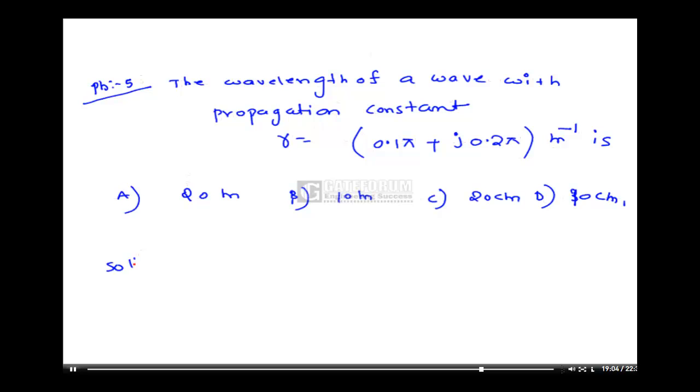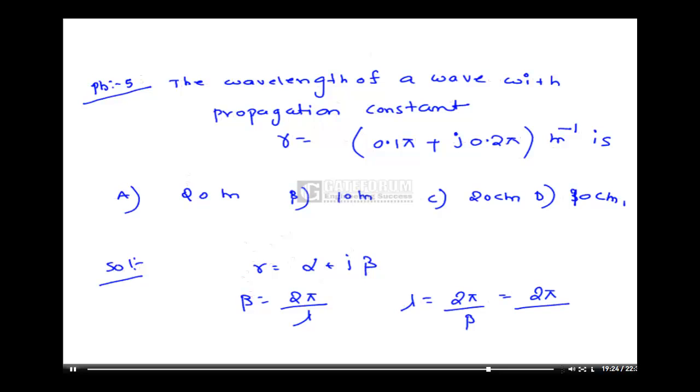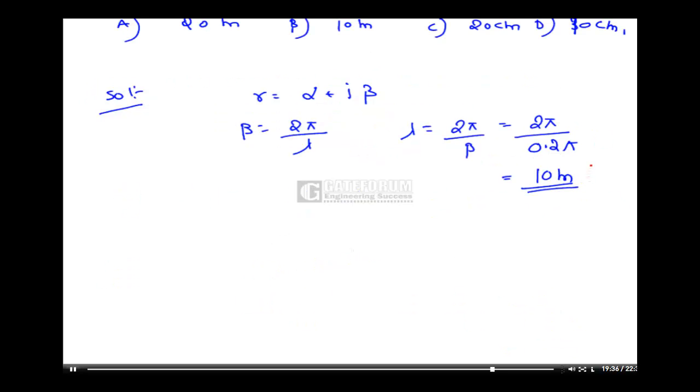Very simple. The solution to this: gamma = alpha + j beta. The propagation constant is alpha plus j beta. Then they are asking for the wavelength. We know that beta = 2 pi / lambda. They are asking for lambda, which is 2 pi / beta. Beta is 0.2 pi, because gamma is alpha + j beta. So pi cancels out, and 2 / 0.2 gives 10 meters, because gamma is given per meter. So lambda is equal to 10 meters. So option B is correct.